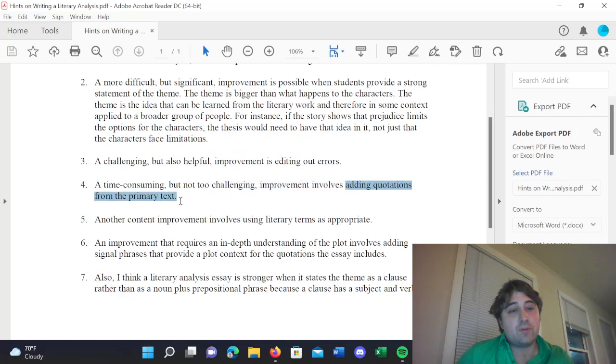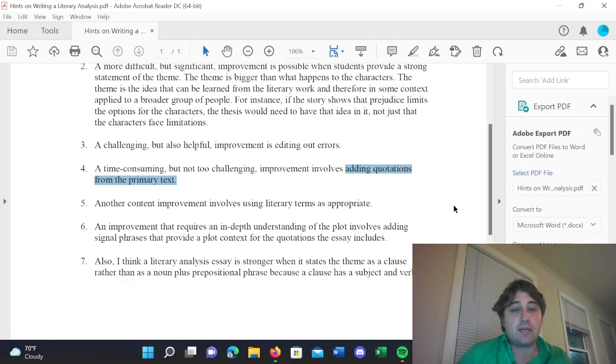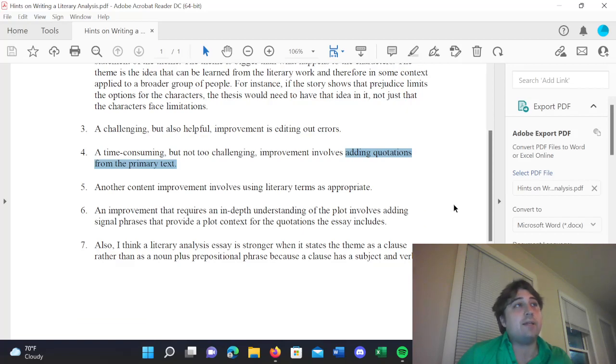Add quotations from the primary text. So if you don't have a lot of quotations from the primary text, you might look for ones. Any good quotation that you think supports your message, supports your thesis statement. And use literary terms as appropriate. So terms like character, setting, what else? Plot, symbol, tone, mood, metaphor, those kinds of literary terms, right?